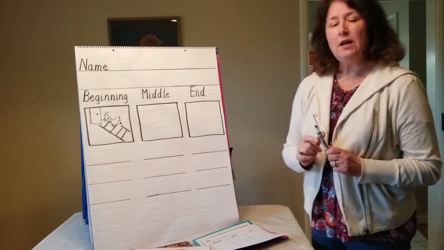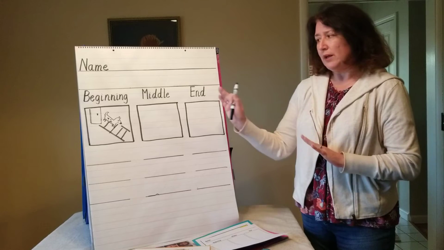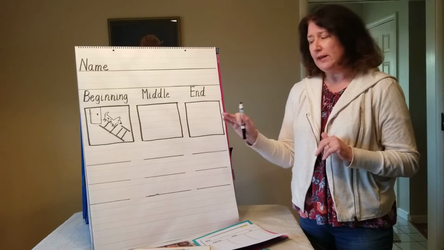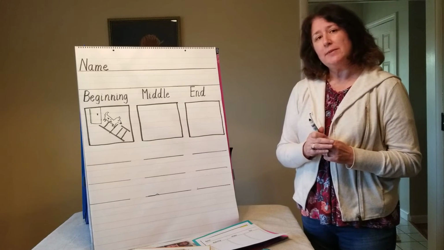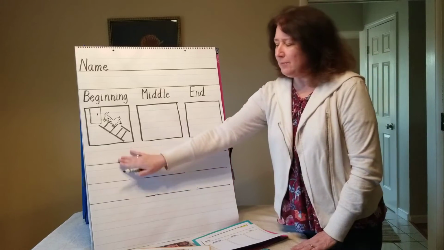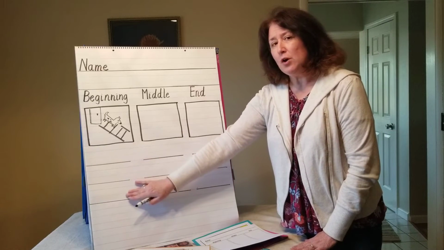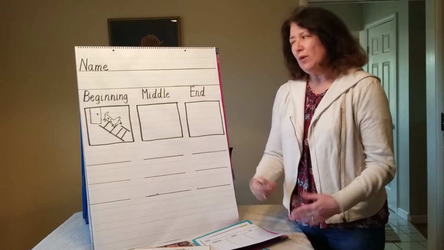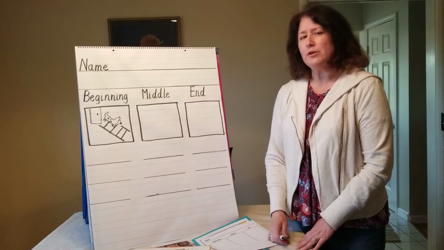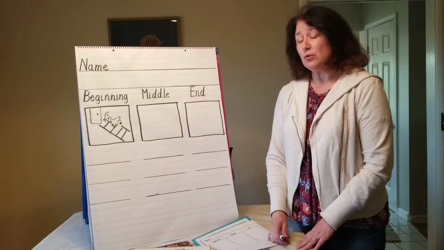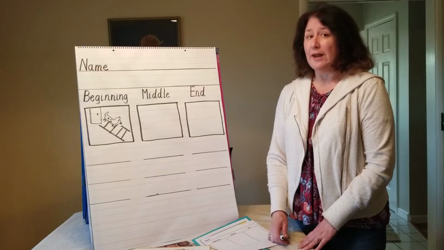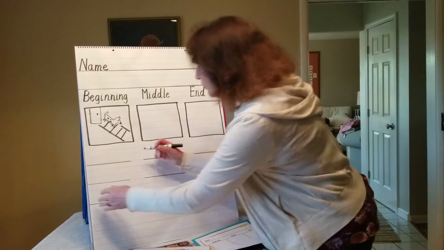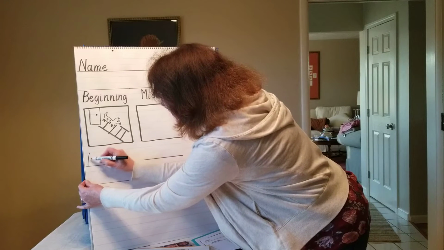I'm not going to spend a lot of time on it right now, putting all the juicy details and the color in. Just going to do a quick sketch to get me started. Then I'm going to write a sentence down below that tells what's happening in that picture. So what was the most important event in the beginning of this story? Harry ran away from home. So let's write that sentence here.